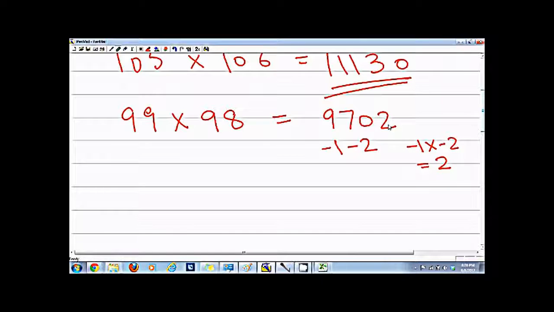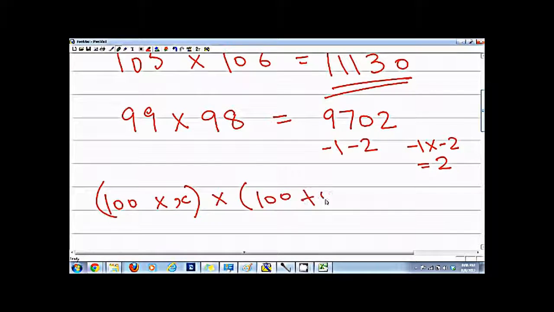So this is not magic, there is a proof to it. So let's go to the proof. For example, if I have 100 plus x and I want to multiply by 100 plus y, so here we have 10,000 plus 100 times (x plus y) plus xy.